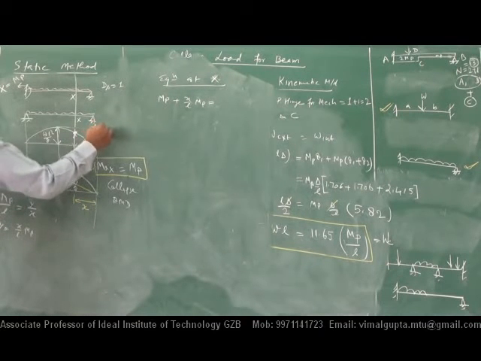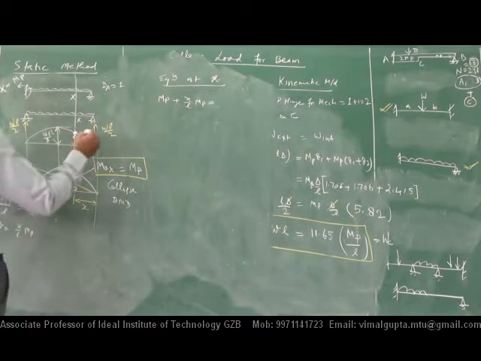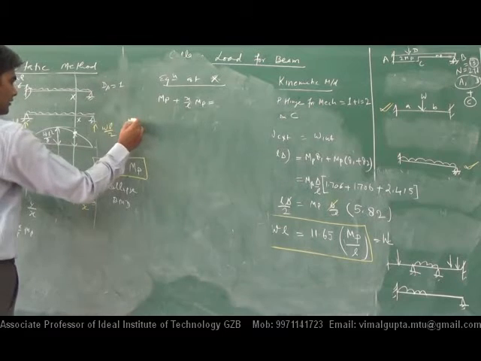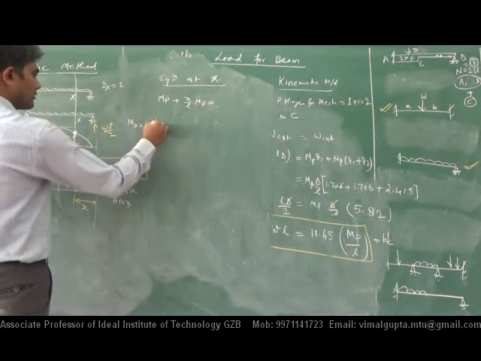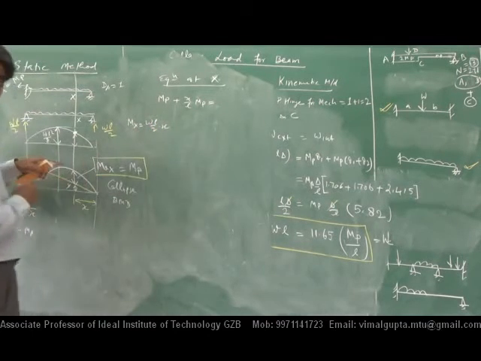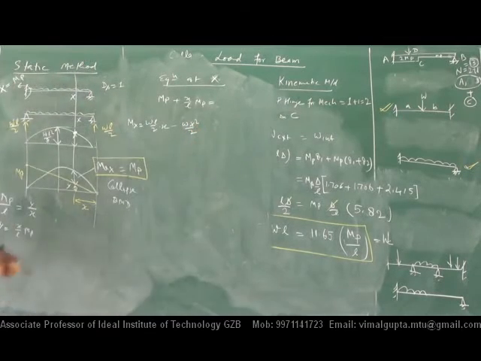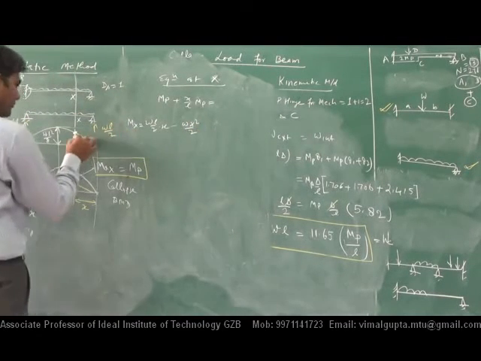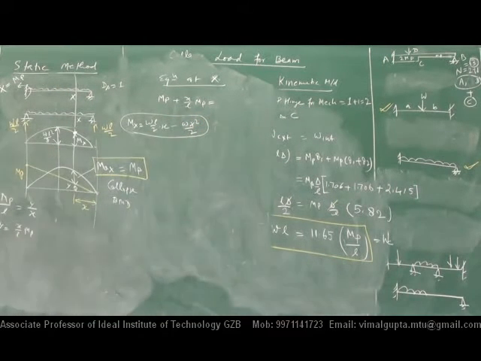कैसे निकालोगे? WL by 2. तो बेंडिंग मोमेंट एट हियर MX कितना होगा? WL by 2 into X minus, that will be the value of free BMD.